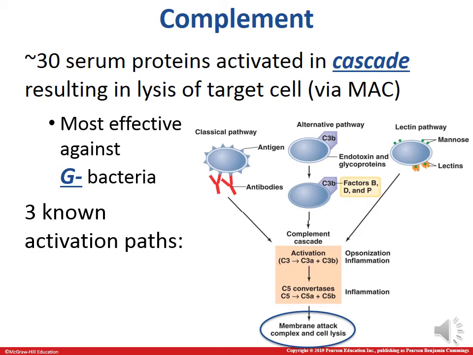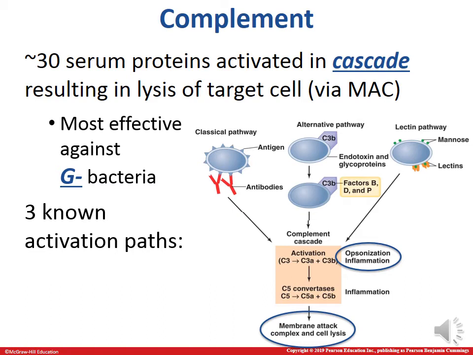But the end result is always a membrane attack complex. And basically it busts through the cell wall and busts through the cell membrane, and it causes the cell to lyse. Now, in the process of turning on all of these different complement proteins, some of them actually will go off and create what we call an opsonization.